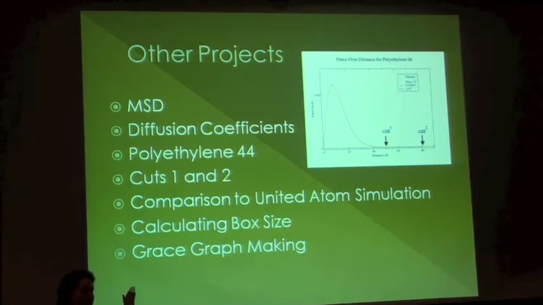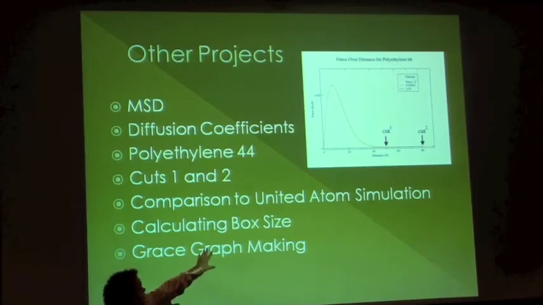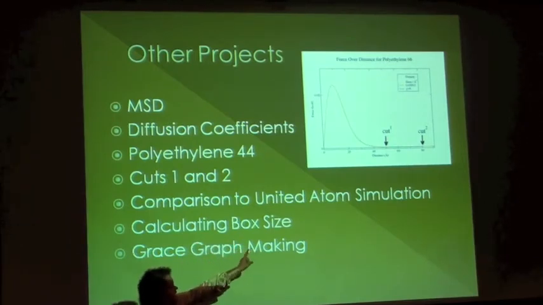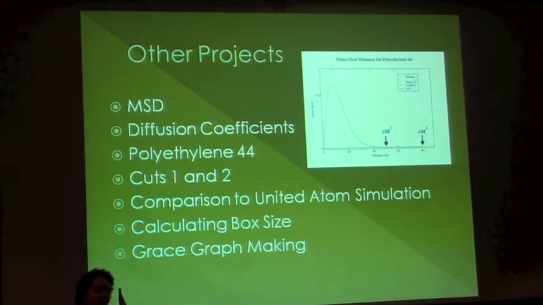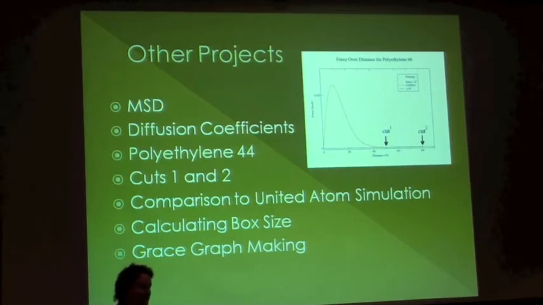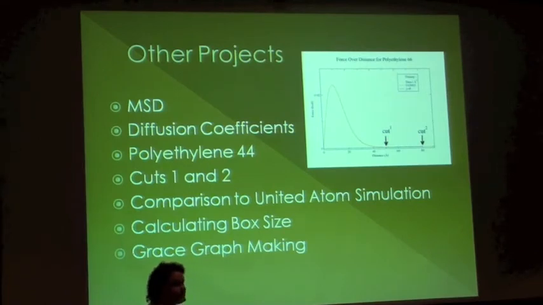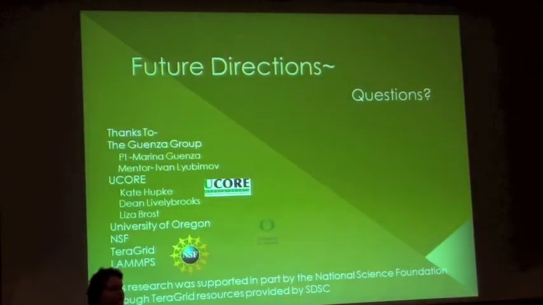I looked at different cuts. When you're looking at polymers and liquids, you can see here I've got a graph of force over distance. The force peaks, and then it crosses the zero axis, and then it crosses again. So we look at both of those points to get an accurate representation of the full movement, the dynamic properties of the particle. And then I compared it to the United Atom simulation, and what we found was a really smooth graph that had good overlap with the United Atom, except instead of taking weeks to perform, it took hours. And I made a ridiculous number of graphs on Grace graph making.